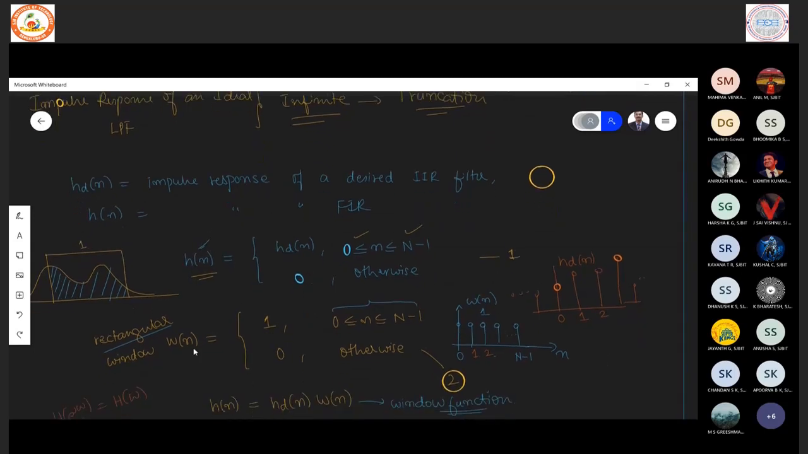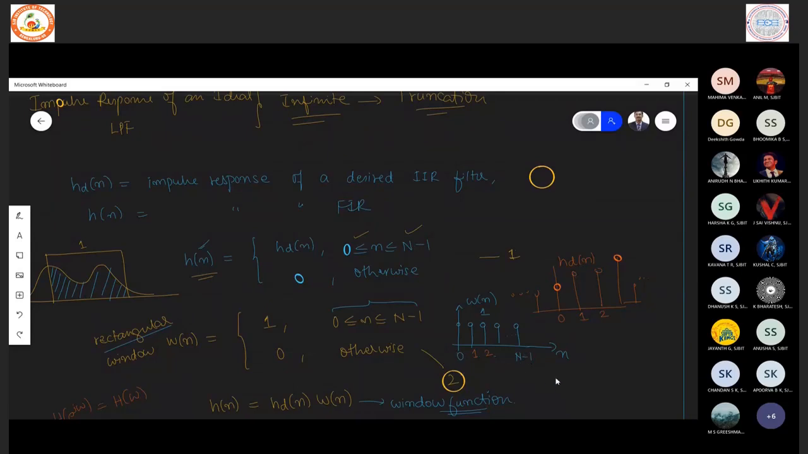Now how can this be made possible? We can take the help of another function called the window function. Let us call this window function W of n, and define W of n to be 1 for n in the interval 0 to N minus 1, and 0 otherwise. The plot for W of n can be shown here. Its values are 1s from 0 to N minus 1.